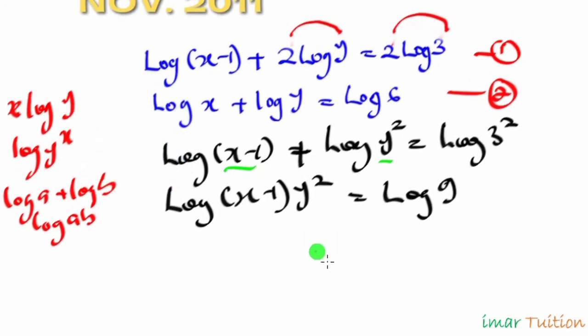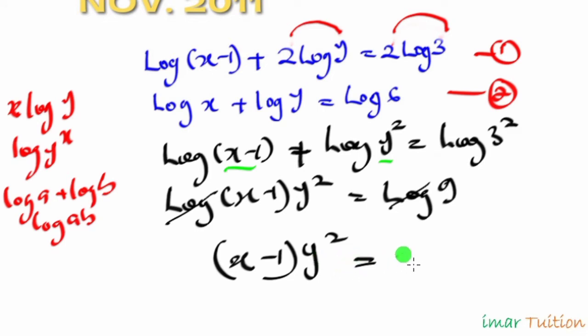Going forward, they have log of the same base, so they can take themselves out. You can divide both sides by log, and log will go away from there. We have (x - 1) multiplied by y raised to the power 2 to be equal to 9. You can call this one equation 3.